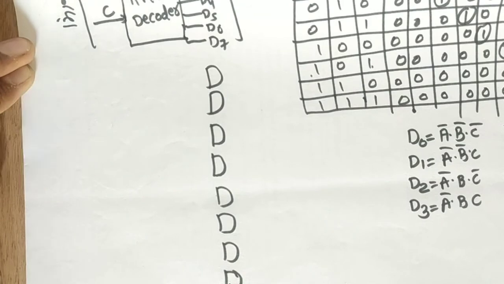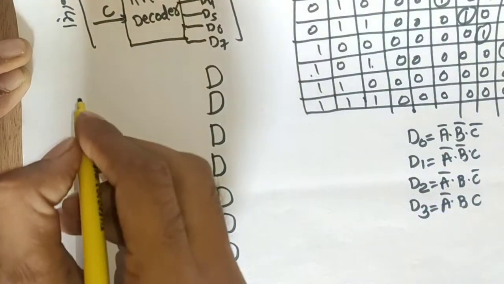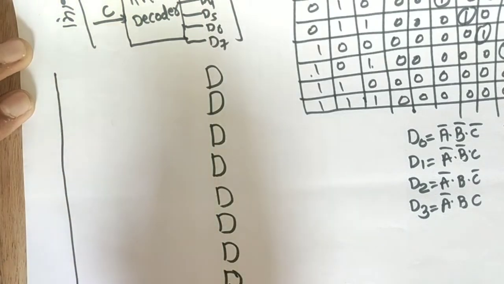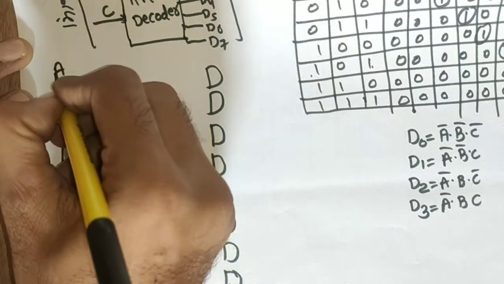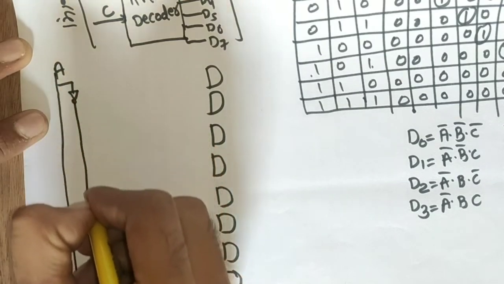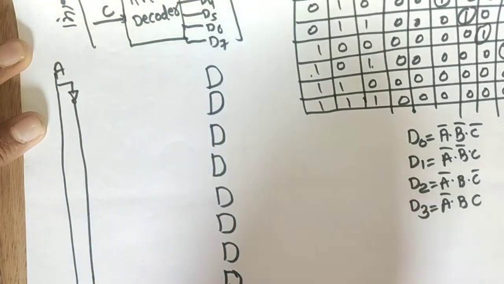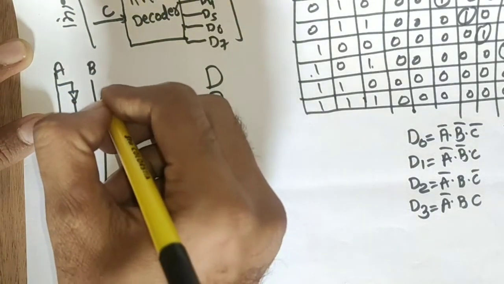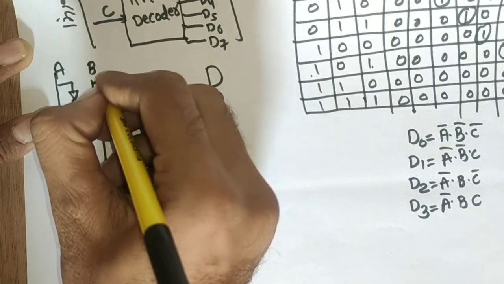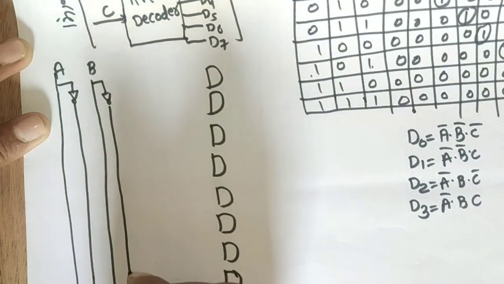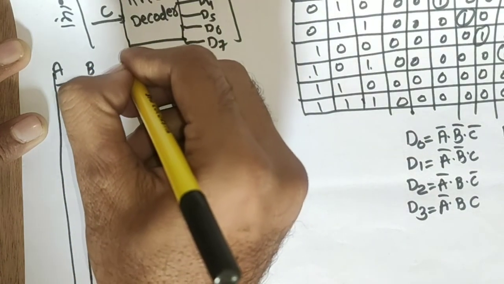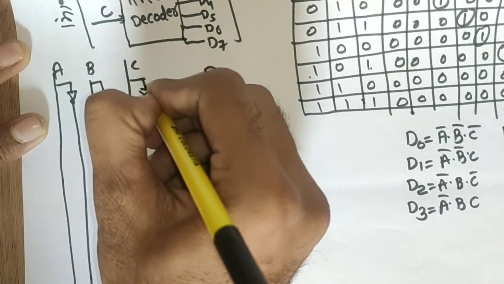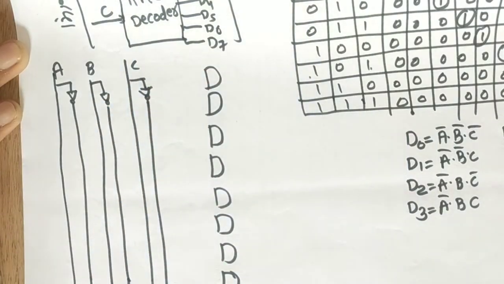Now we can apply the 3 inputs A, B and C. So this is the input A, and using the NOT gate, this is the A bar. This is the B and this is the B bar. This is the C and C bar. 3 inputs are there.